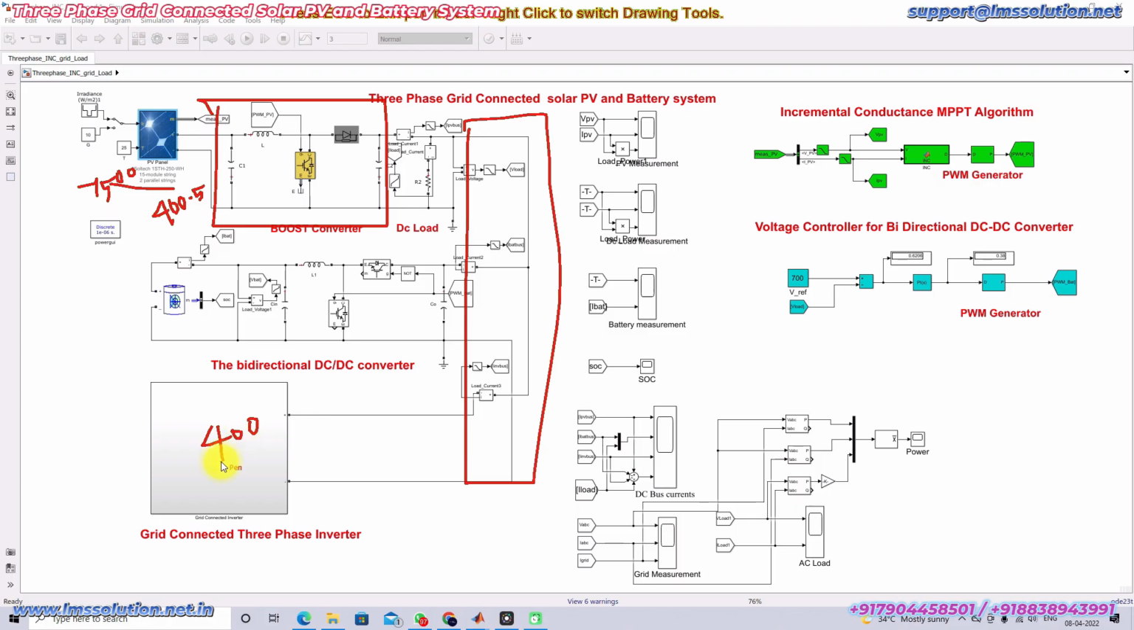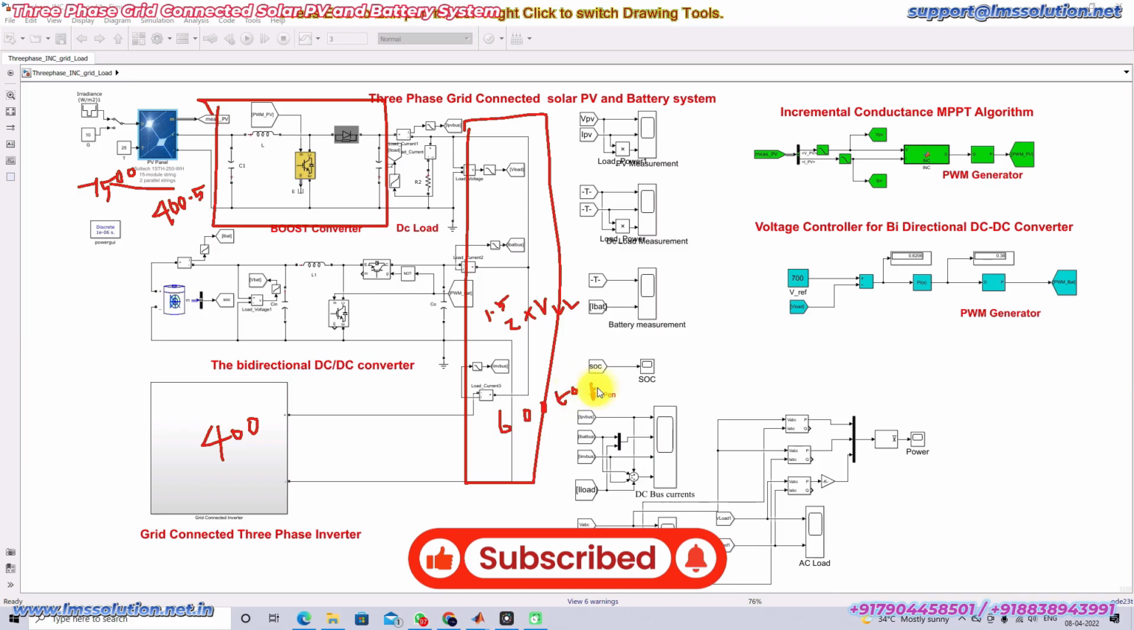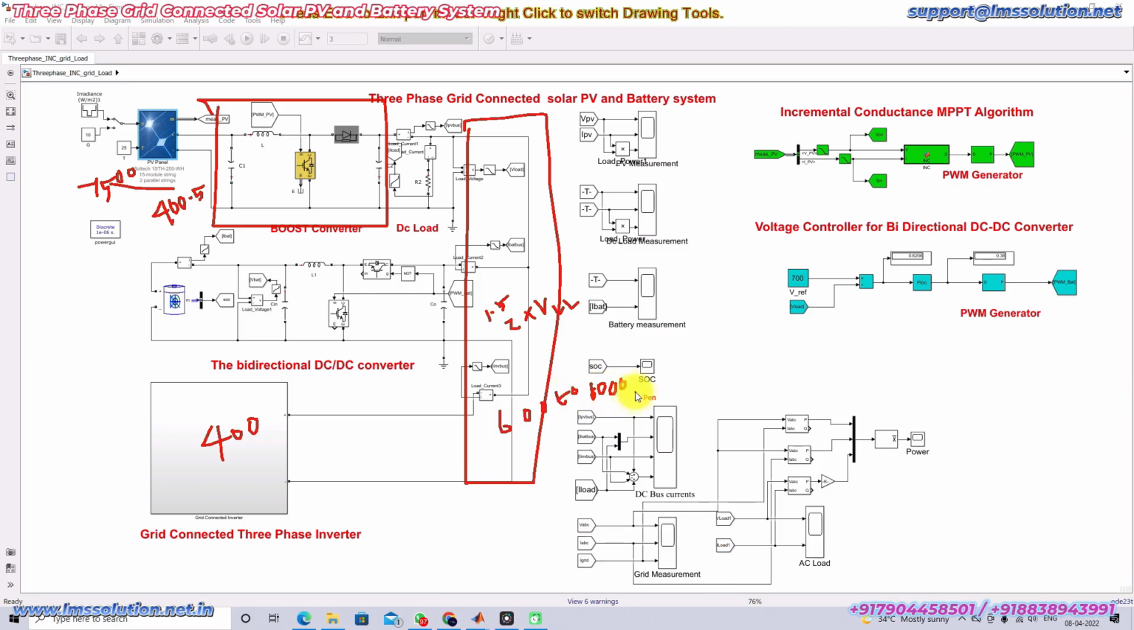If the grid line to line voltage is 400, then we need to select the DC bus voltage between 1.5 to 2 times of the line to line voltage. That means 1.5 into 400, 2 into 400. So we can choose the DC bus voltage around 600 to 800. But here I'm going to take the average of these two values: 600 plus 800 divided by 2, that is equal to 700. So I'm going to select the DC bus voltage as 700.